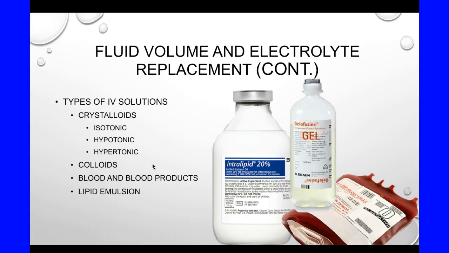All right, so then we have colloids, blood, and blood products, and lipids. So if you look here at the picture, we have blood, we have lipids. So lipids are fats. So if somebody's getting TPN, which is total parenteral nutrition, so someone's getting nutrition through a central line, they're going to be getting lipids. That comes in one bottle, and they're going to get the other fluid, which is all your electrolytes, and they put insulin in there and a whole bunch of stuff in there.